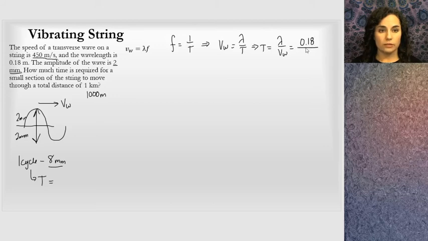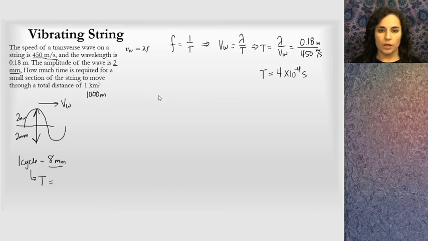0.18, right? The wavelength over here is 0.18 meters. The velocity of the wave, they give me 450 meters per second. So I have meters over meters per second, and notice that gives me seconds, and I get the period of the wave to be 4 times 10 to the negative 4th seconds, which I expected it to be really small. It's a really fast wave, and the amplitude is really tiny, 2 millimeters. It's a string. So now that I have the period, I'm going to figure out how long does it take.